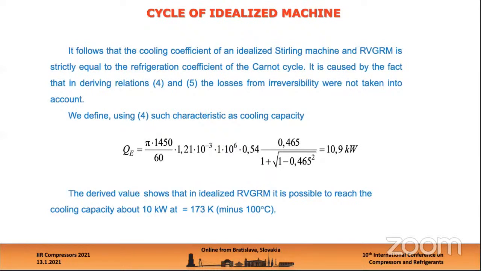It is caused by the fact that in deriving relations 4 and 5, the losses from irreversibility were not taken into account. We define, using 4, such a characteristic as cooling capacity. The derived value shows that in the idealized machine it is possible to reach a cooling capacity of about 10 kW at 173 K, minus 100 degrees Celsius.